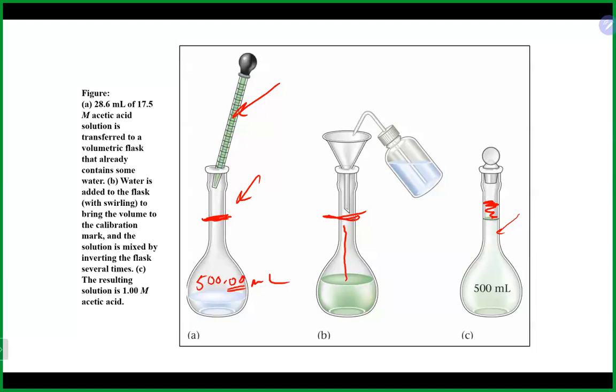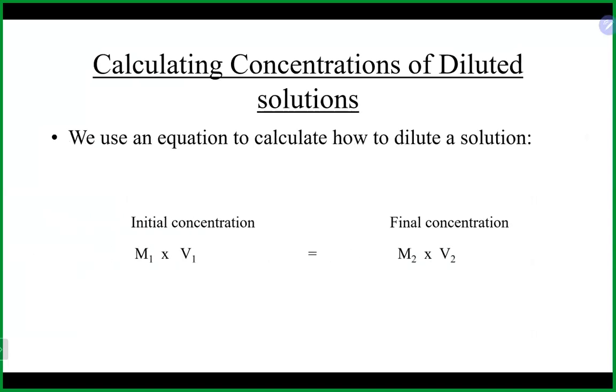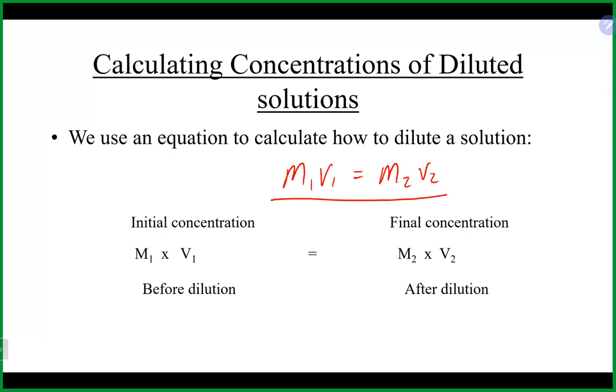Now, when we do a calculation for a dilution, we typically use this equation, which is M1 V1 equals M2 V2. This is molarity and volume equals molarity and volume. This side is usually before the dilution, so that's usually the more concentrated solution. And this is usually the more dilute solution on this side.